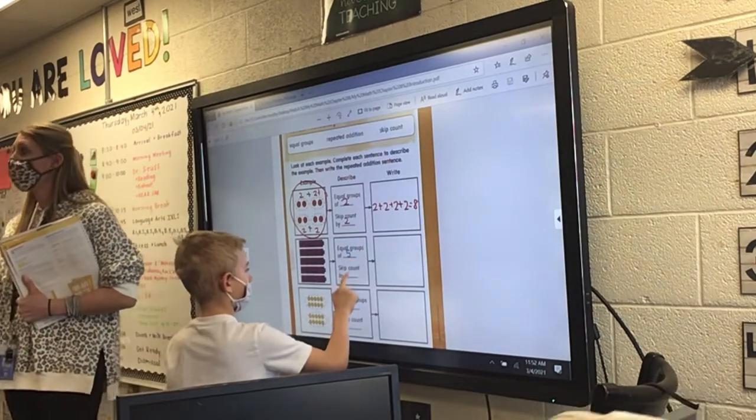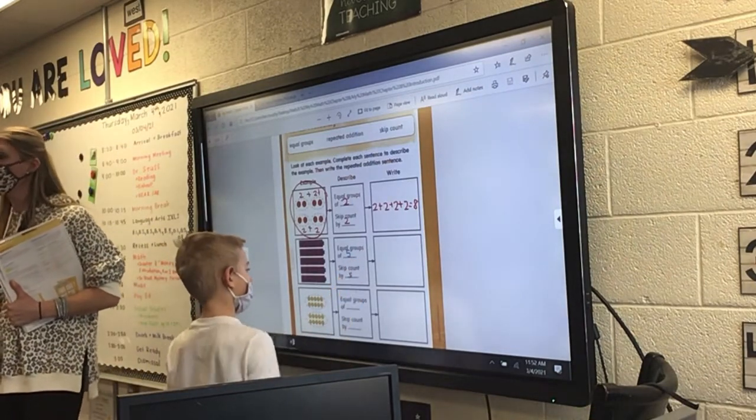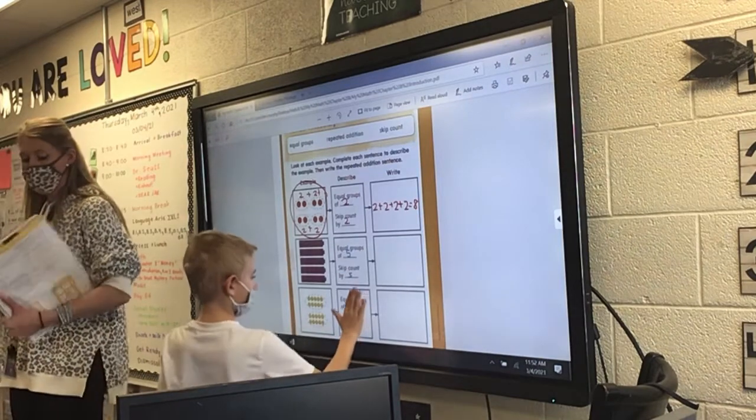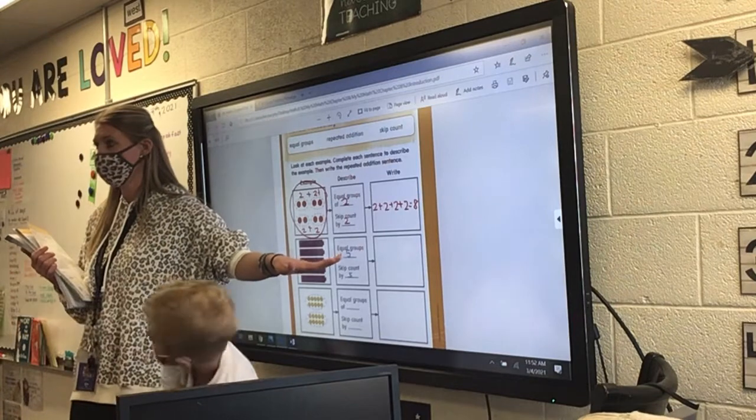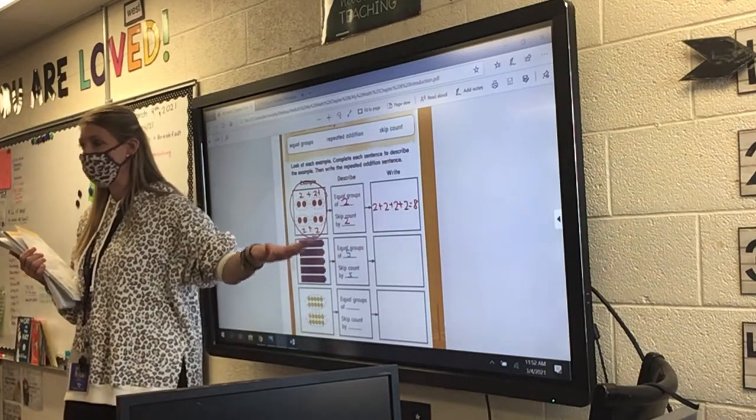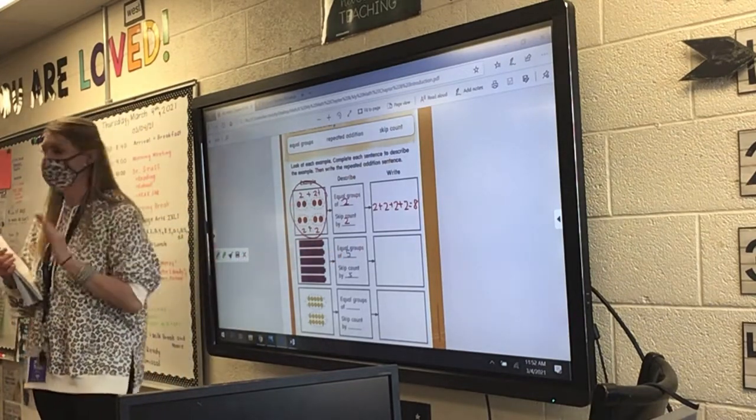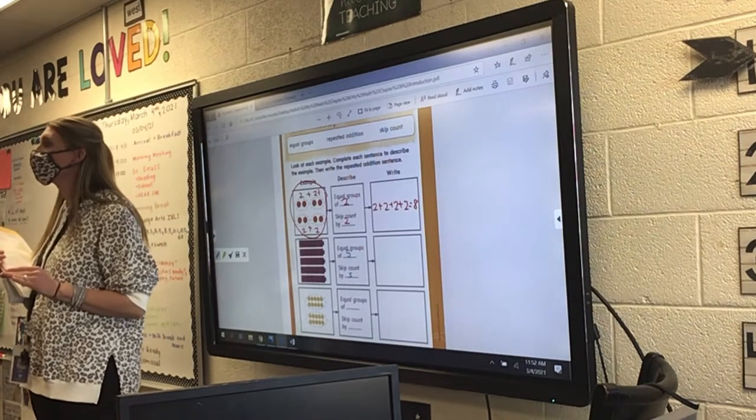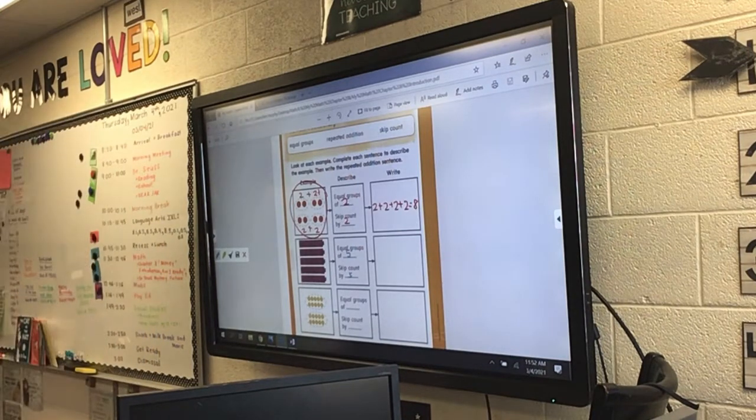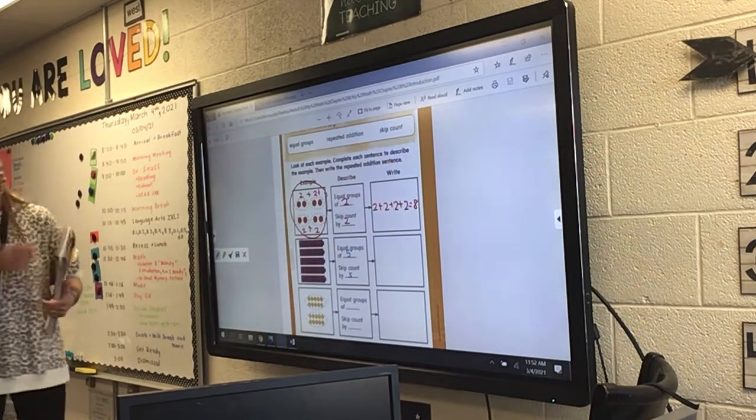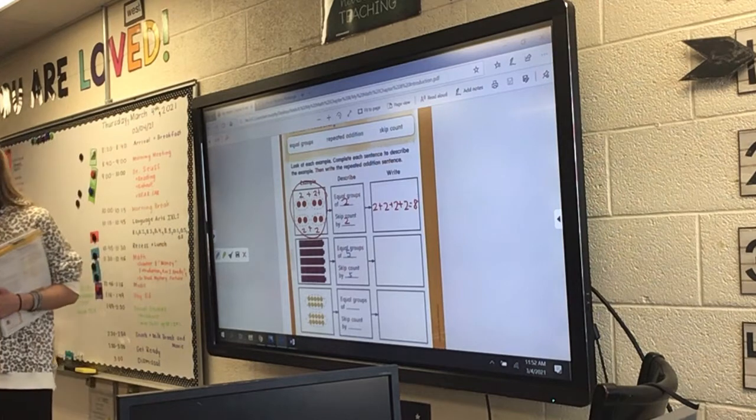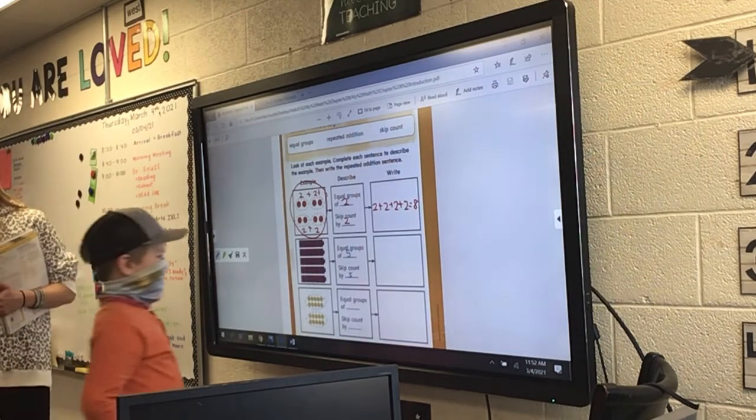So this would be like counting nickels. When we work with nickels, they're worth 5. So who thinks they know the repeated addition fact for this one? Wyatt. Okay, Wyatt, you want to write it up there?